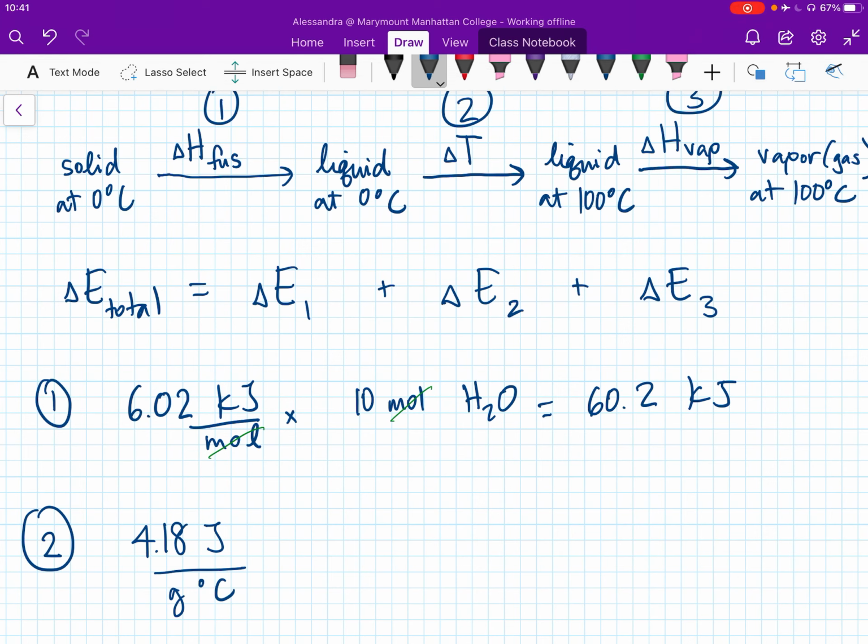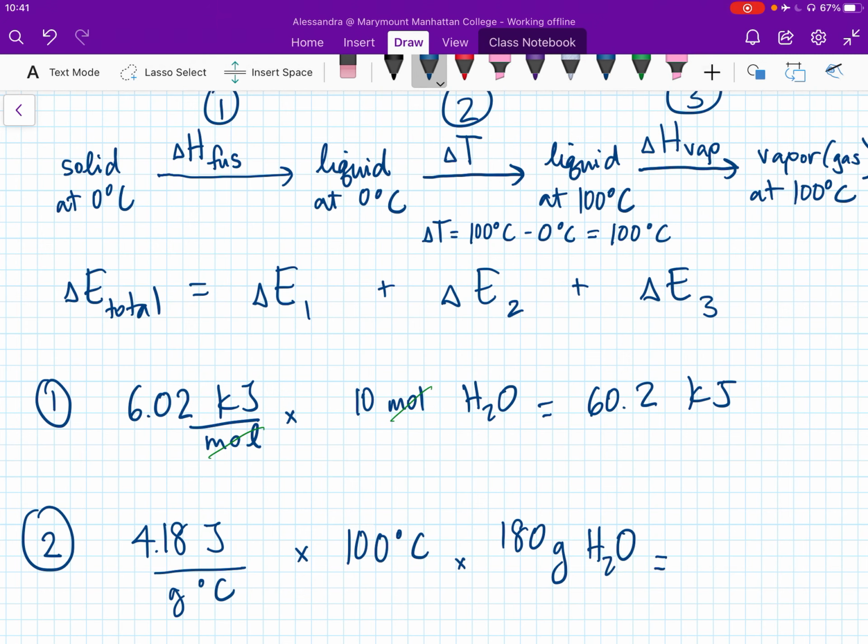All right, now for step 2, I have the specific heat, 4.18 joules per gram degree Celsius. I am going to multiply that by the delta T, which is going from 0 to 100 degrees. Delta T equals 100 minus 0. So the delta T is going to be equal to 100 degrees Celsius. And that's how I get the 100 degrees Celsius here. And I also know that I have 180 grams of water. So this is going to give me some answer.